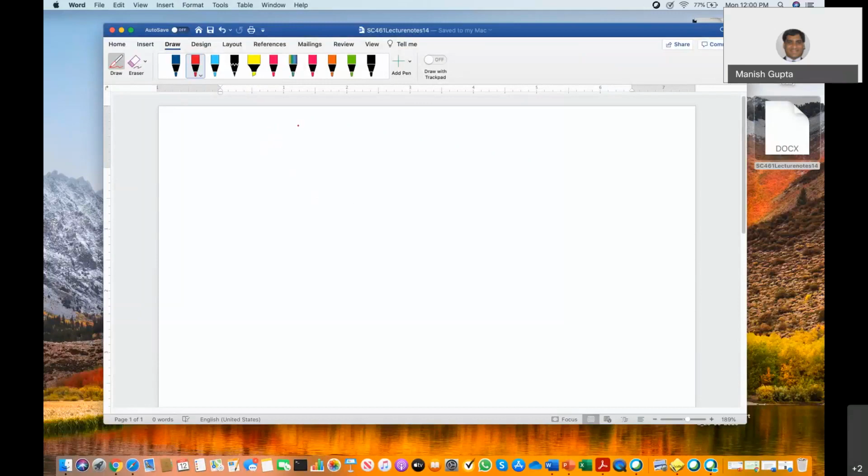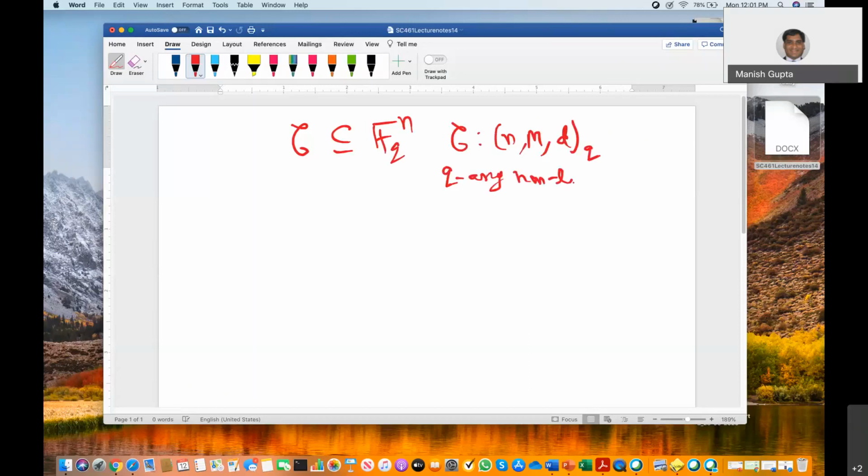So let me recall a few things about code. We know that a code C is simply a subset of F_q raised to power n, and we denote it by (n, M) with these parameters for a nonlinear code. And if C is a subspace, a k-dimensional subspace of F_q^n, where F_q is a field with a finite number of elements, then we denote it by (n, k, d)_q.